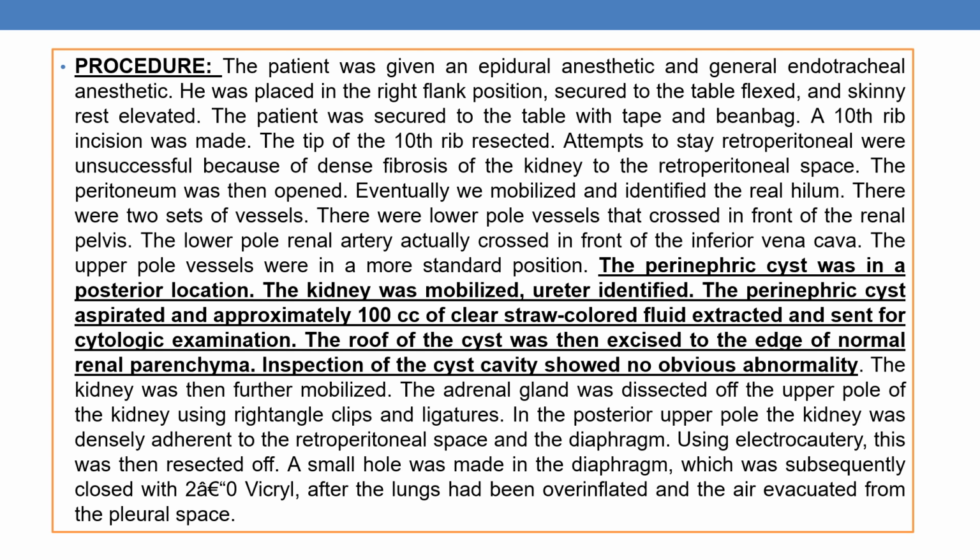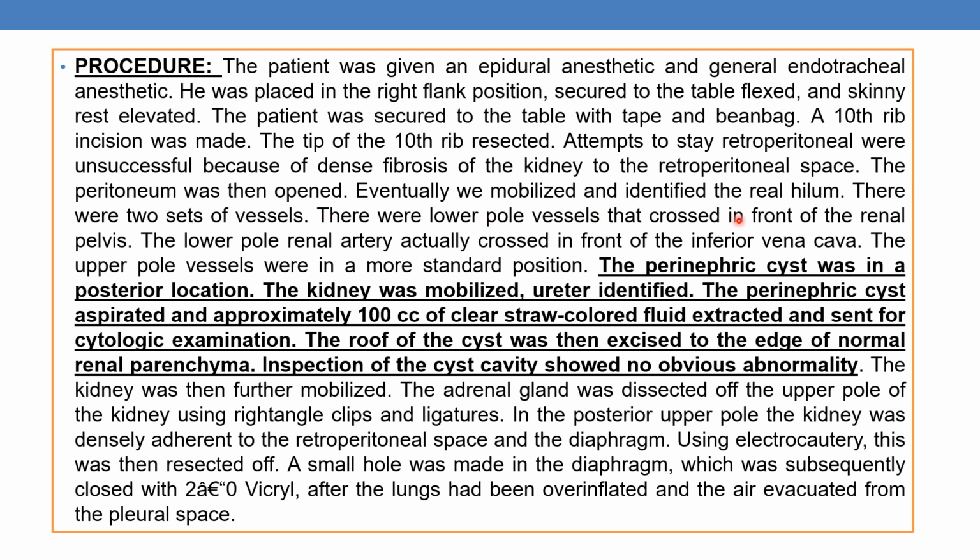He was placed in the right flank position, secured to the table flexed, with the kidney rest elevated. The patient was secured to the table with tape and bean bag. A 10th rib incision was made, the tip of the 10th rib resected. Attempts to stay retroperitoneal were unsuccessful because of dense fibrosis of the kidney to the retroperitoneal space. The peritoneum was then opened.